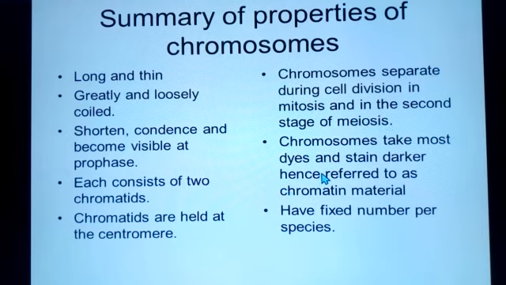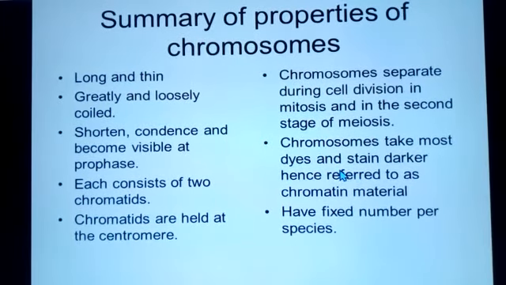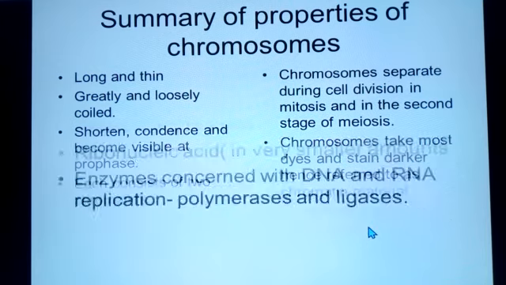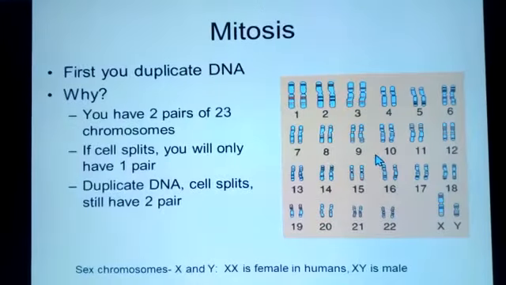Number 5 or 6 here, chromosomes take most dyes and they stain darker than anything else, and that's why they are referred to as chromatin. Actually, the word chromosome comes from chromo, which simply means color. And therefore, because it takes color, we call them chromosomes. And then, lastly, they have a fixed number per species, as we shall finally look in this table.